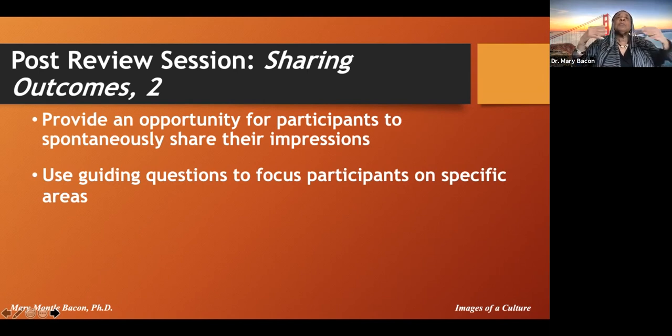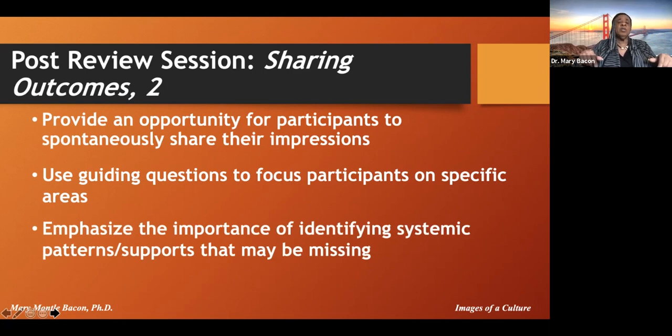And you may now provide those guiding questions and ask them if they notice anything that was responsive to the questions that you posed at the beginning.